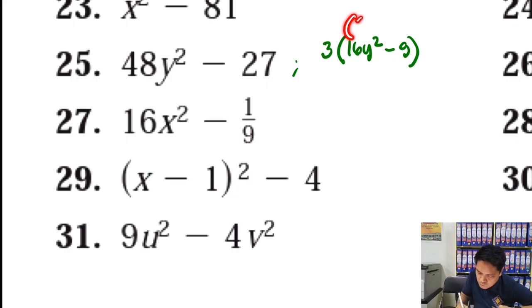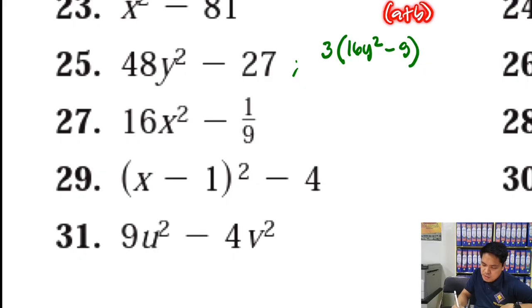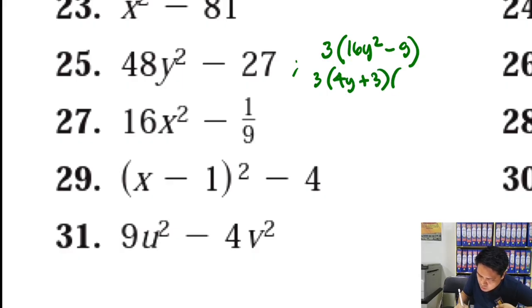That is the square of 4y. If you square that, that would be this. And 9 is also a perfect square. That is the square of 3. Okay? So if you recall again, a squared minus b squared is equal to the product of the conjugate, a plus b times a minus b. Therefore, the answer for this is just 4y plus 3 and 4y minus 3. Very easy. Yun lang. Napakadali.